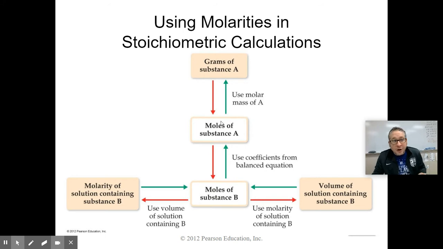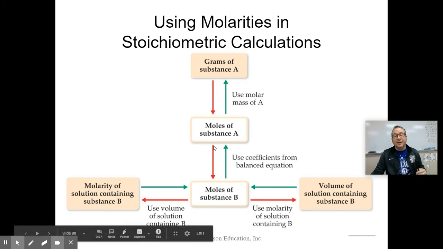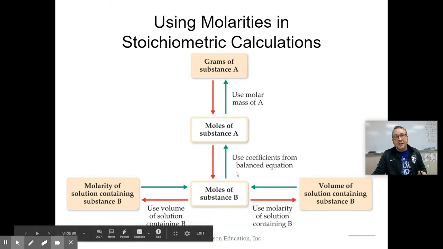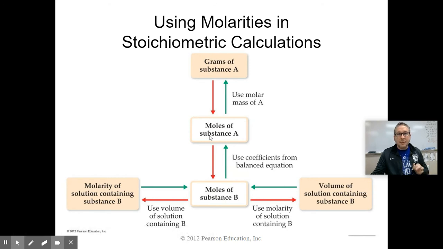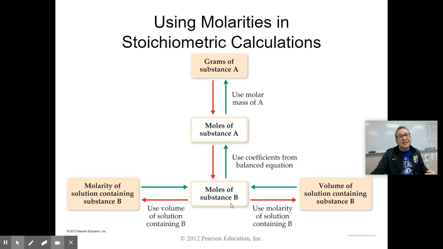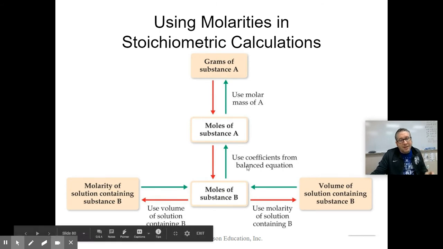You are given a flow chart, and here is that flow chart. It looks very similar to the flow charts we've had before, okay? As you see here, right in the heart of this flow chart is converting between moles of substance A and moles of substance B. Again, substance A is what we know. What information do we have on a particular substance? Substance B is what we're trying to determine, solve for, okay?